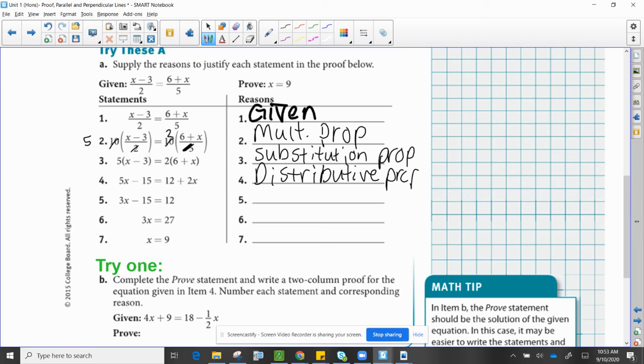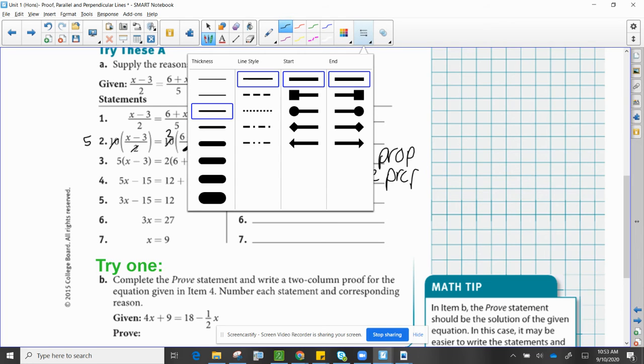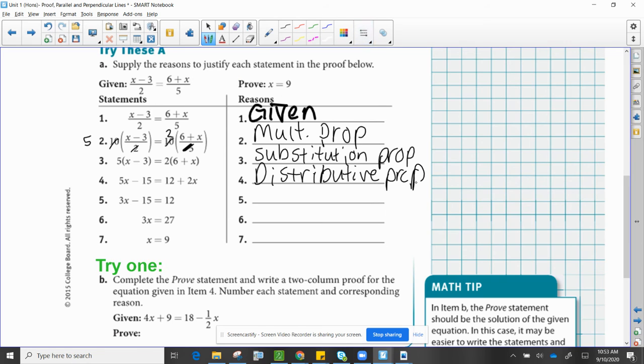Pen keeps going out a little bit. Okay. Next, let's see what they did. Looks like they moved their 2x's to one side. So since it's plus 2x, they're going to subtract it on both sides. Their subtraction property.